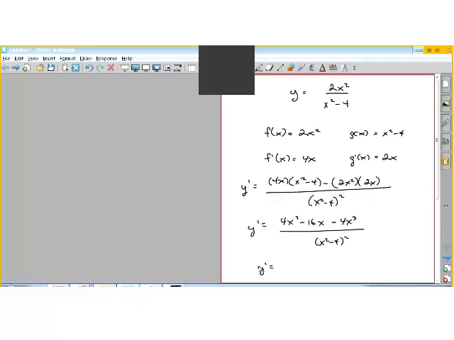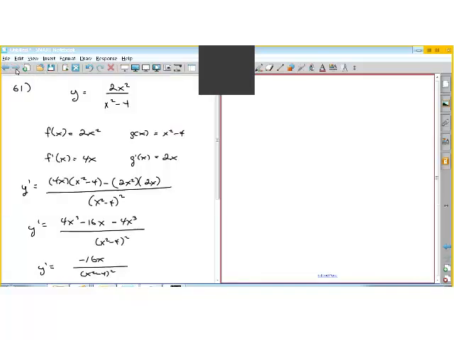And so these cancel out, and you just get negative 16x divided by x squared minus 4 squared. So that's the first derivative. So the critical numbers are going to be when the numerator is 0, or when the denominator is undefined. So there's really three solutions.